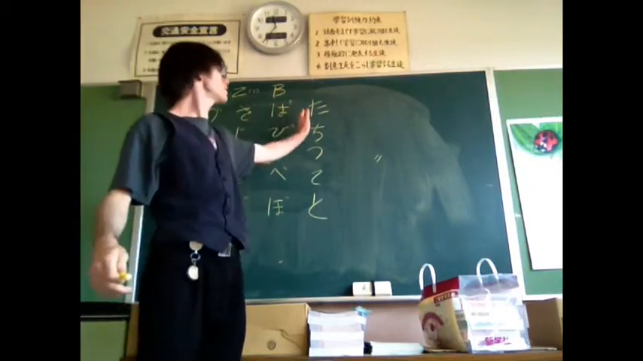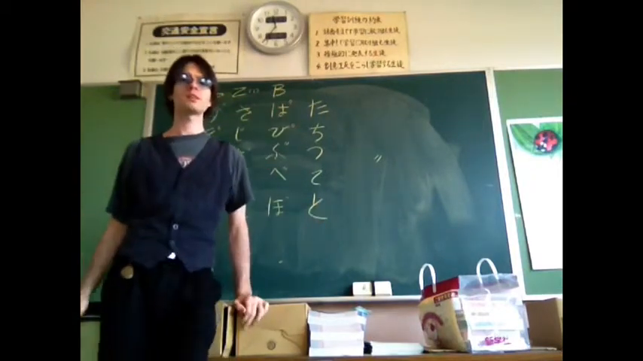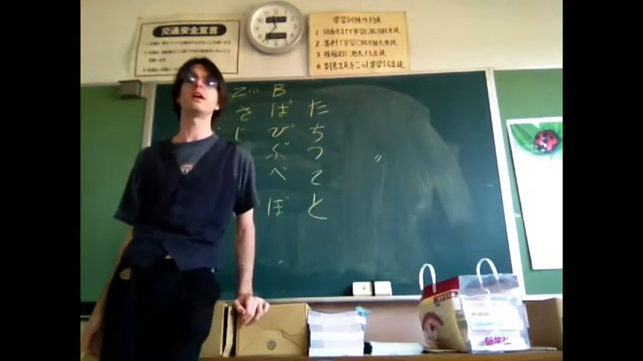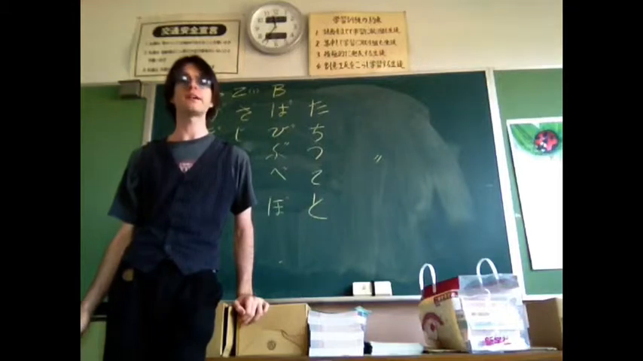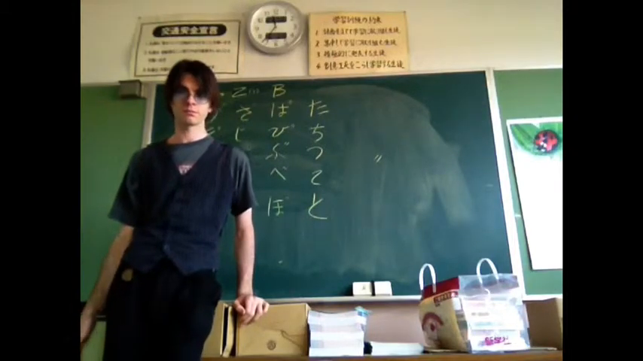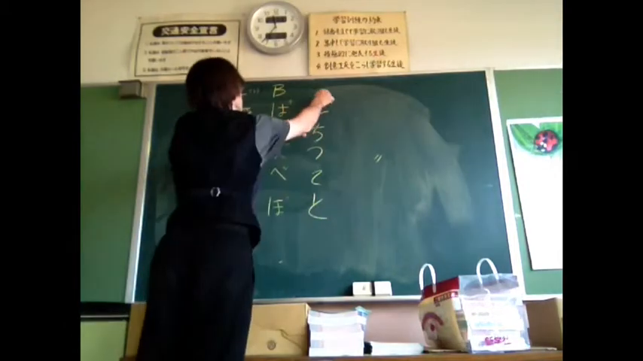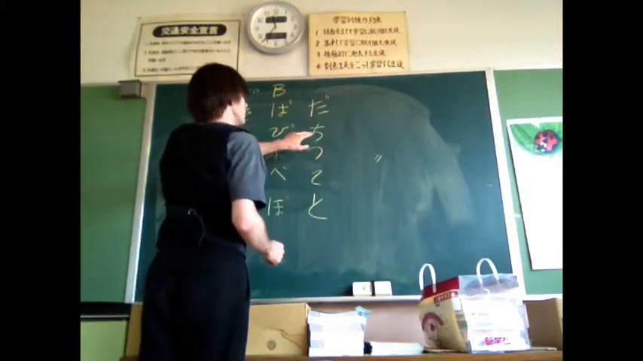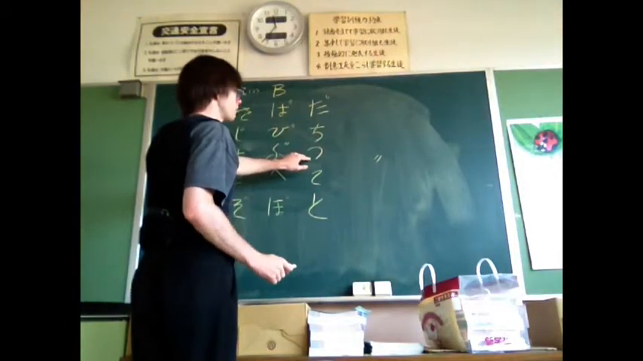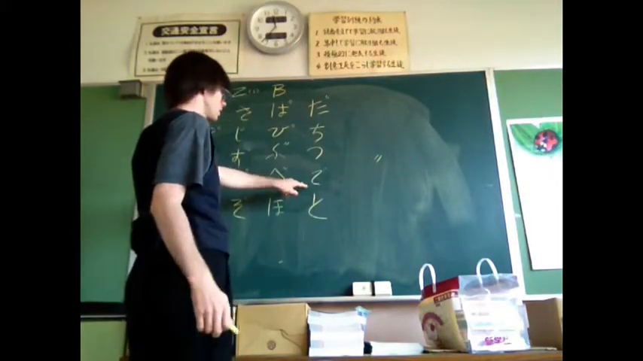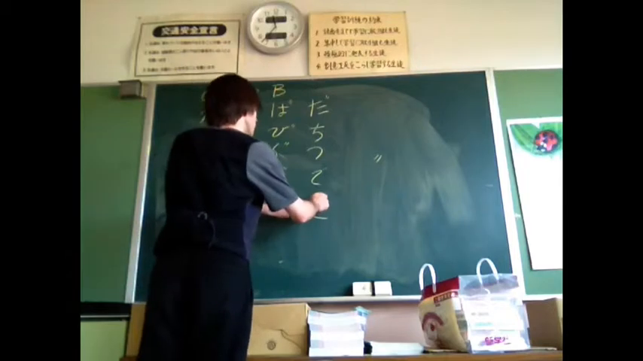And finally, let's look at the T group. The T sound. Say it with your voice, or say it first and then with a voice. T, t, d, d. This is the D group. So ta becomes da. Chi we'll come back to. Tsu we'll come back to. Te becomes de. And to becomes do.